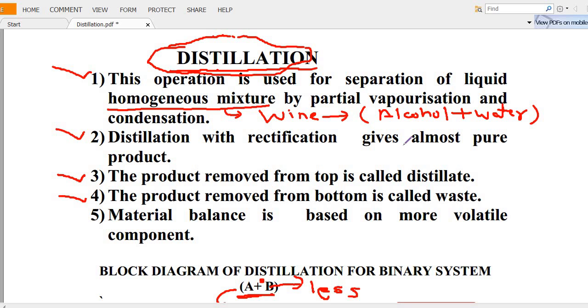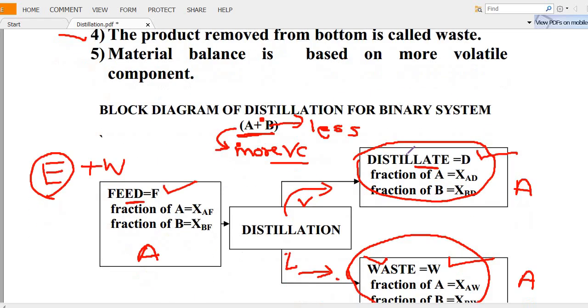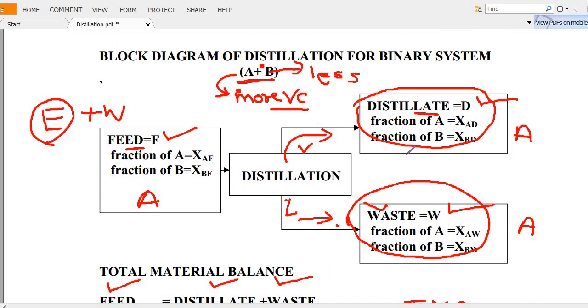Whatever product you get from the top of this distillation column is called distillate, and the product which is obtained from the bottom of the column is called waste. Okay, then we have studied this particular block diagram. In distillation there is only one input, and there are two outputs. One is distillate, second one is the waste.